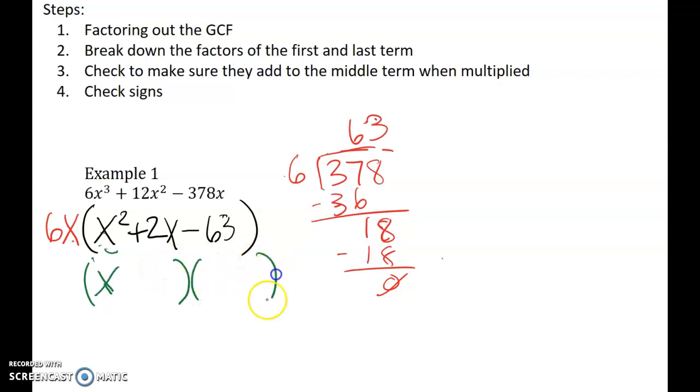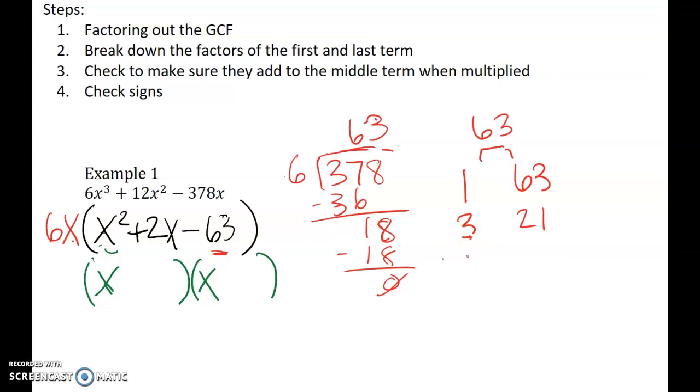So x times x gives me the first term. And then what multiplies to 63? I like to jot this down for my own reference as I'm doing a problem. So everything that multiplies to 63: 1 times 63, 2, well no, 2 doesn't go into it, so that's not an option. Then I try 3, 3 goes into 63 21 times. I try 4, 4 does not go into it. 5, no.